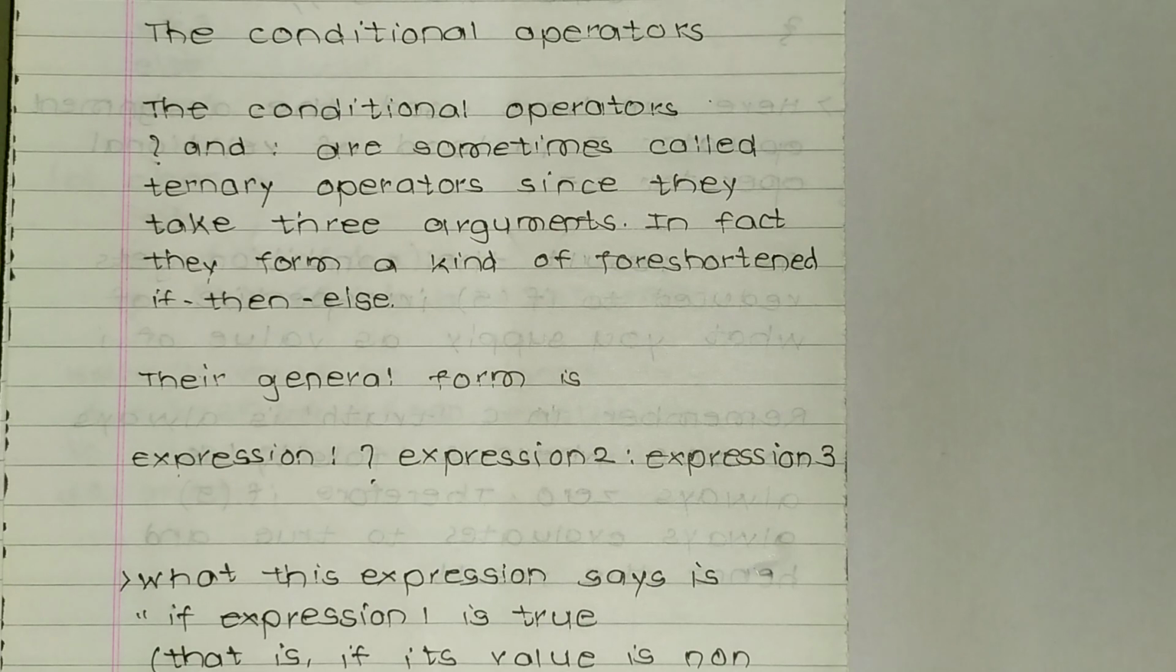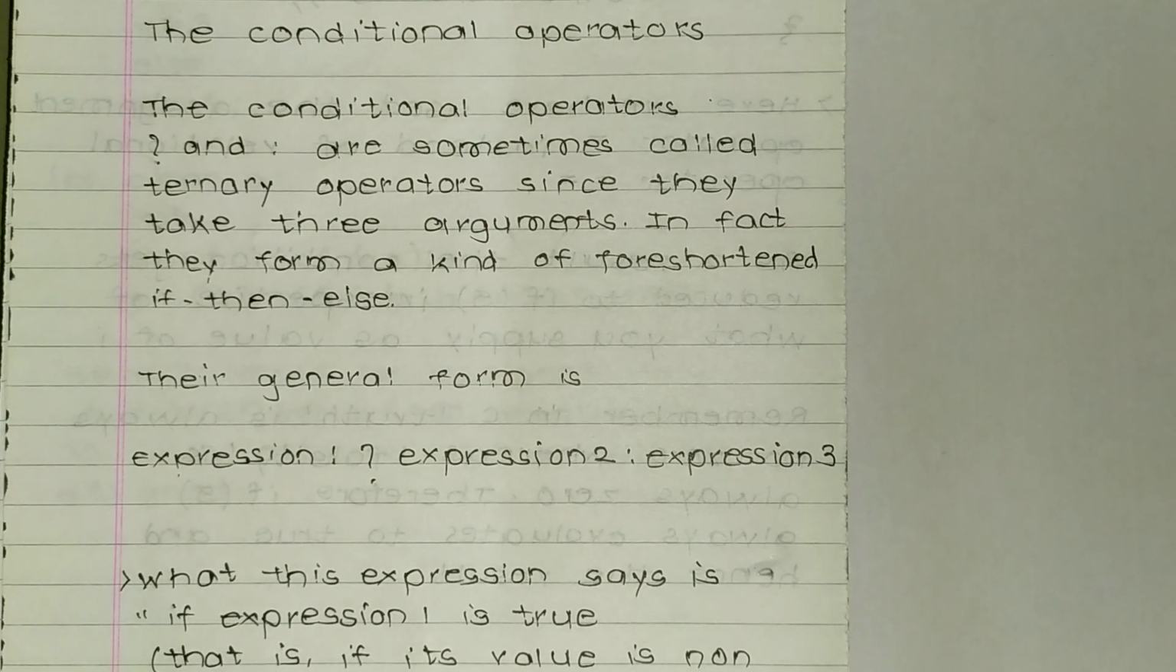we take three arguments. So their general form is expression 1, then a colon, then question mark, expression 2, then colon, and then expression 3. So that is the general form of those conditional operators. So conditional operators basically represent conditions. So if one expression is true, then perform another expression, etc. So that kind of mechanism it has.